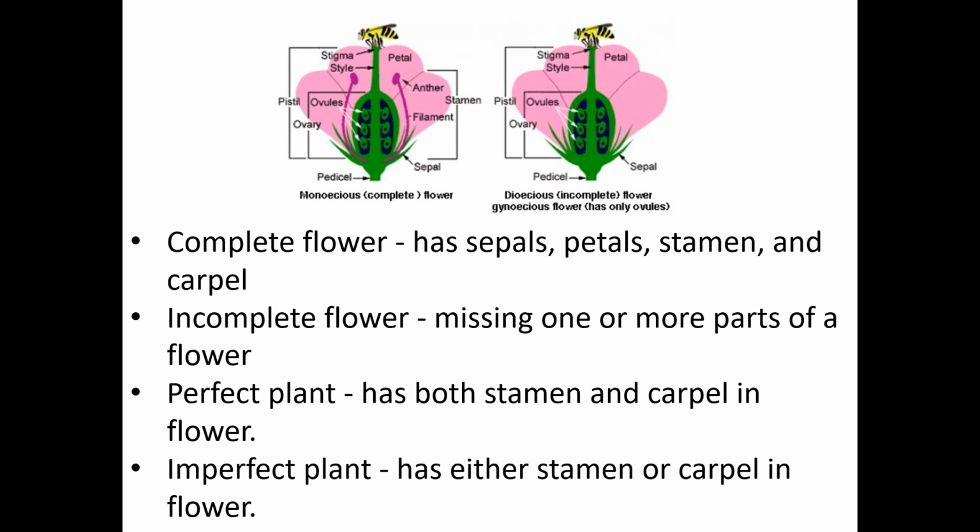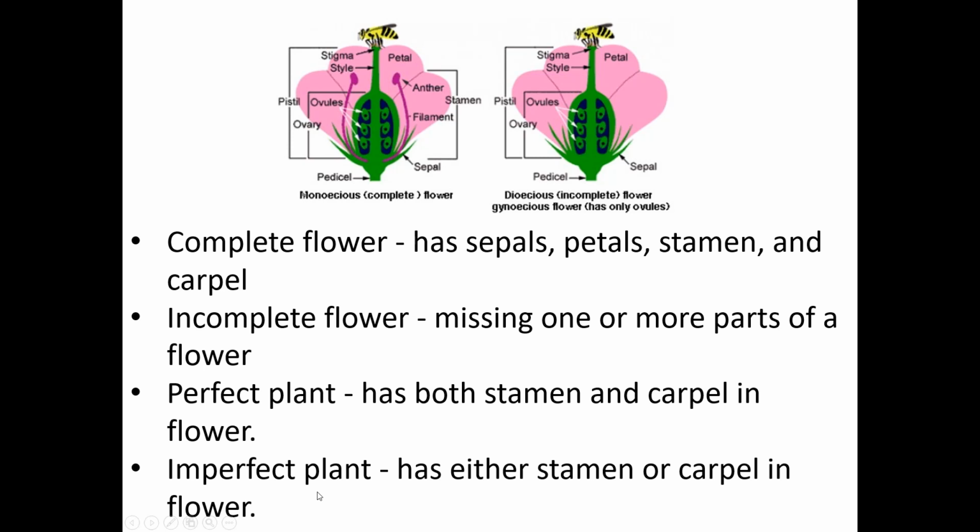This is just some other pictures to show you what's up with the flower, and then it's going to take us to some terms. So complete versus incomplete has to do with all the parts. If all the parts are there, there's a calyx, there's a corolla, there's stamens, and there's at least one carpel, it's a complete flower. If it's missing any of those parts, it's an incomplete flower.